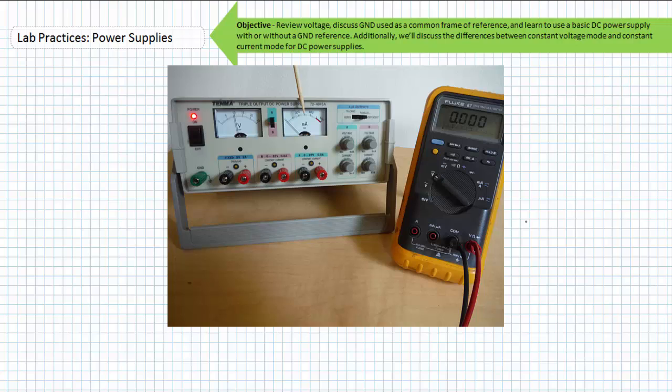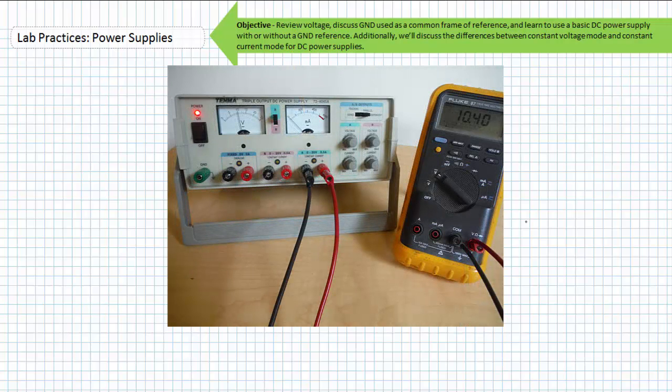Notice the current needle meter is reading 0 amperes, as expected, because it's not supplying current. Is the needle meter accurate? Kind of. My DMM in voltmeter mode indicates it's actually 10.4 volts.